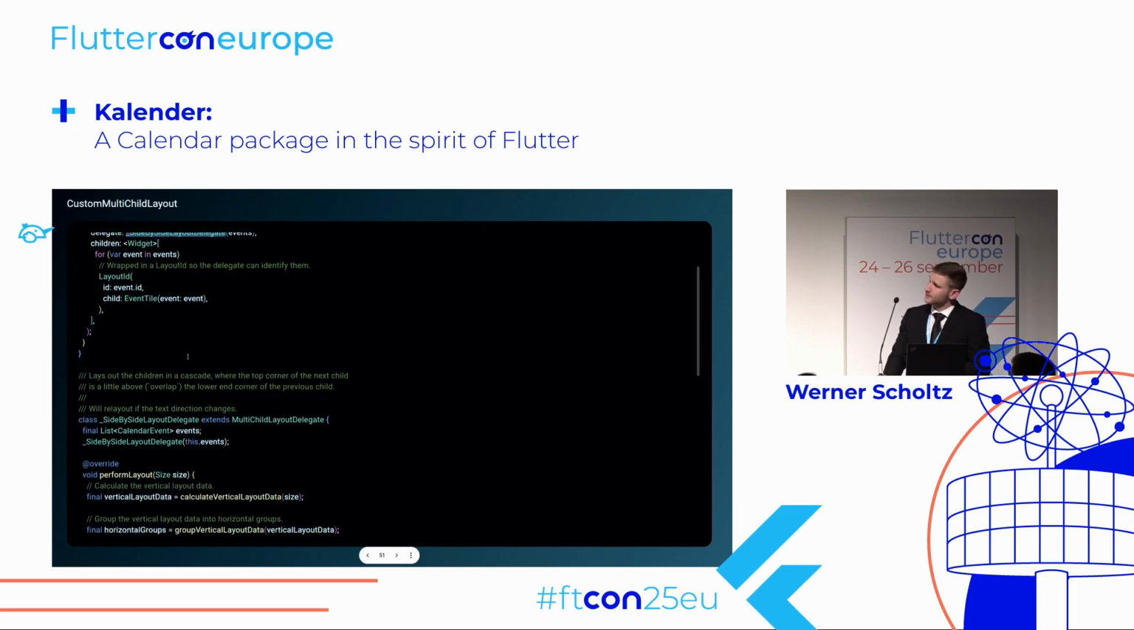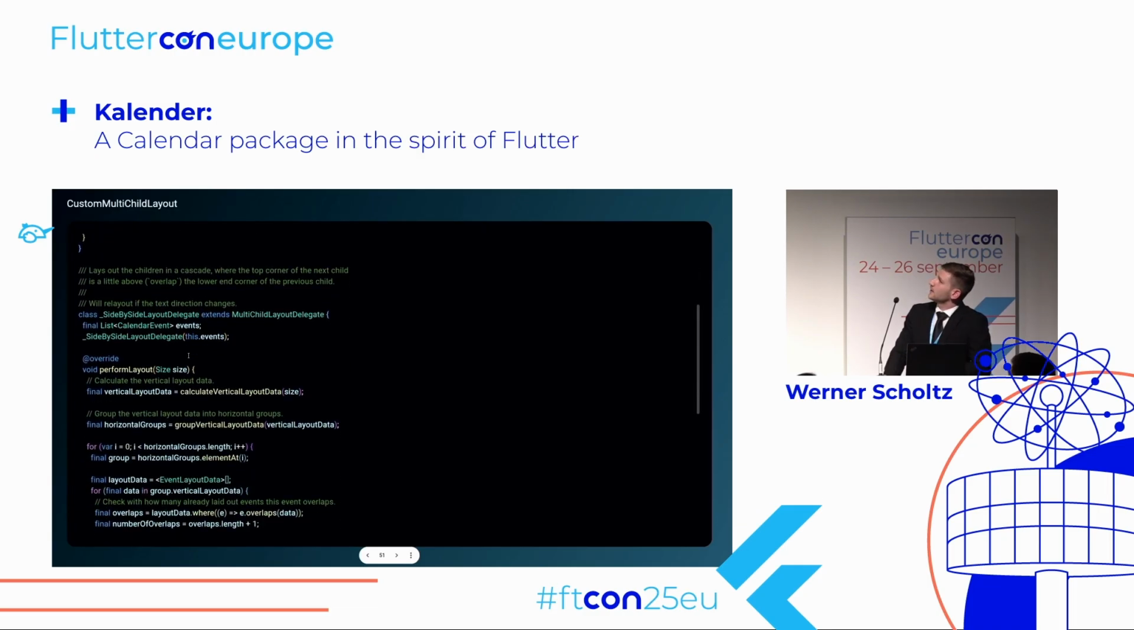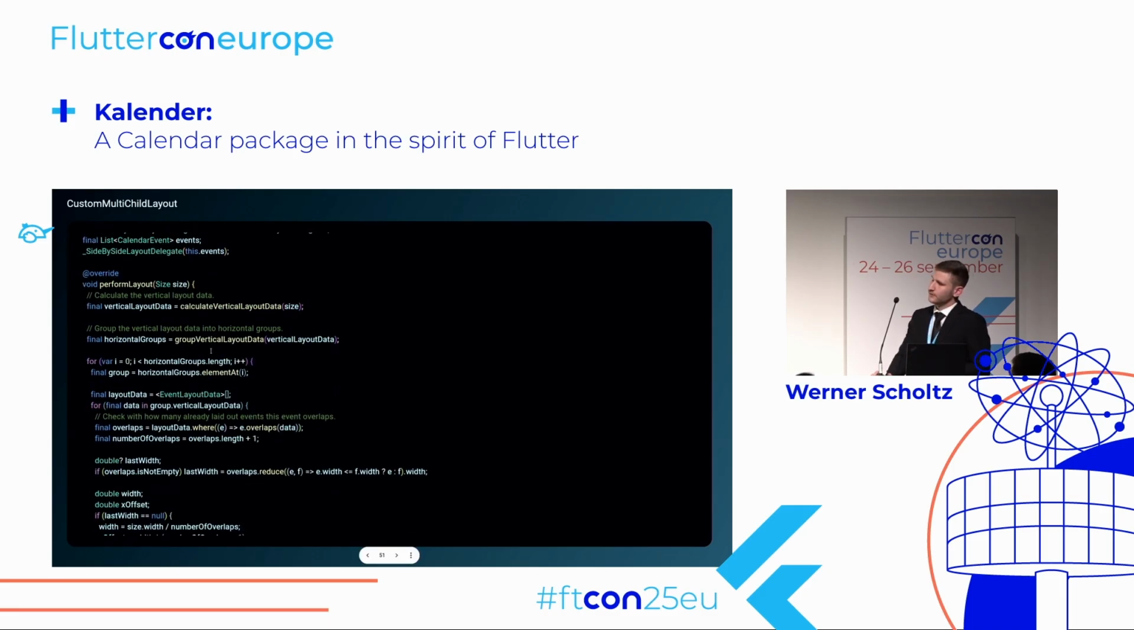And then there's the delegate itself. Now, I'm not going to go into too much detail here. It gets a bit complicated. But in the delegate, there's a perform layout method, which is called when the layout needs to be calculated. So this is where there's an algorithm that's implemented, and it basically just decides where events should be placed.